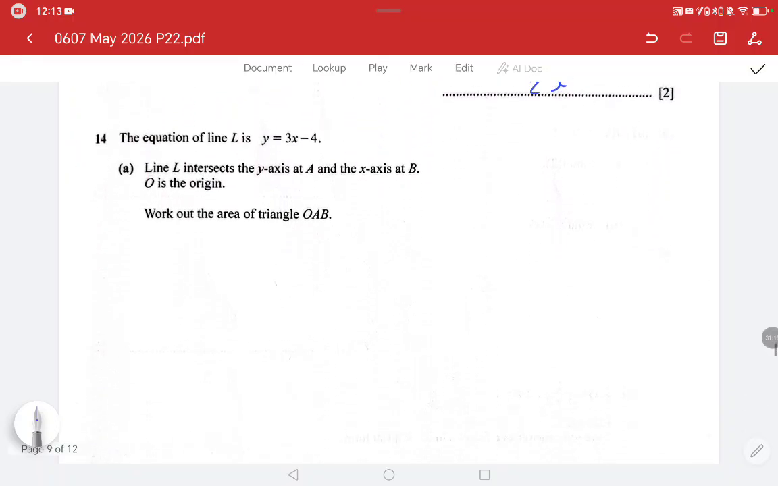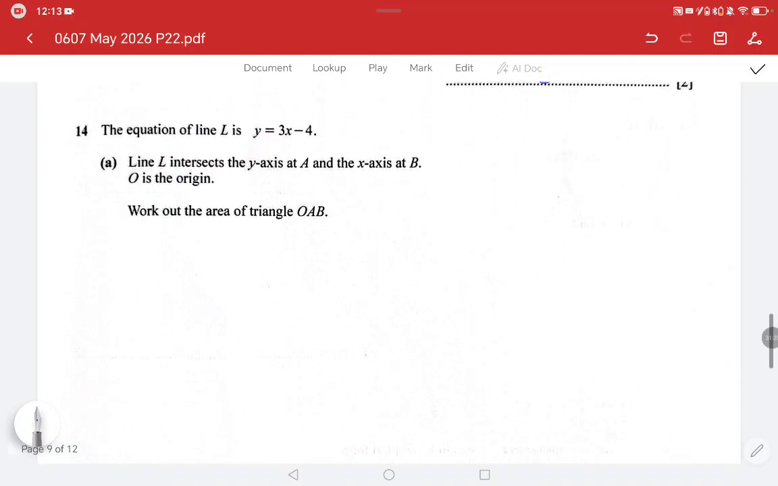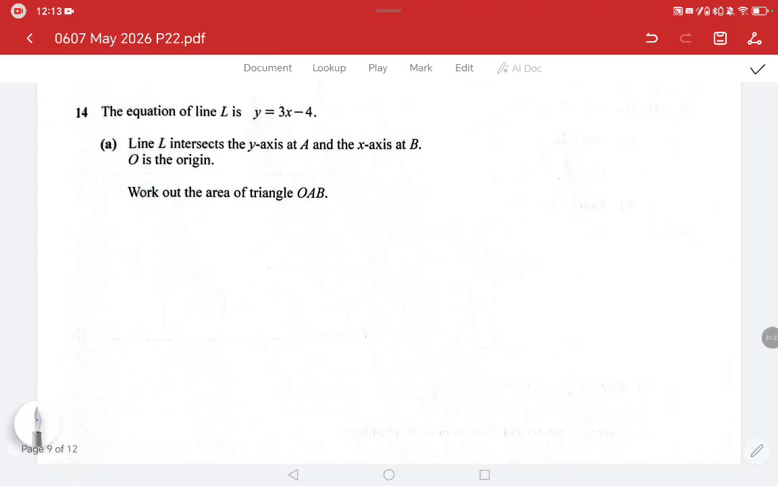Next question, we are done with index questions. The equation of the line L is y equals 3x minus 4. Line L intersects the y axis at A and the x axis at B. O is the origin, and work out the area of the triangle OAB.